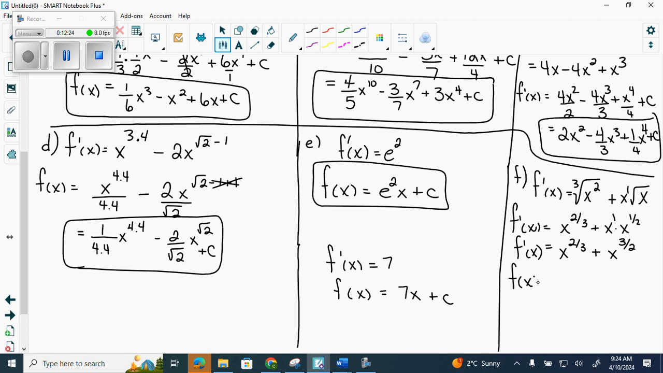So f of x equals, now when it's fractions, you can divide by that. You can go x, this would be 5/3. But I don't divide by 5/3. I actually, well, I do. I divide by 5/3, which makes me multiply by 3/5. Somebody forgot to list it. Plus, and then x to the 3 halves is x to the 5 halves, and then I'm going to get 2 over 5 in front plus c.